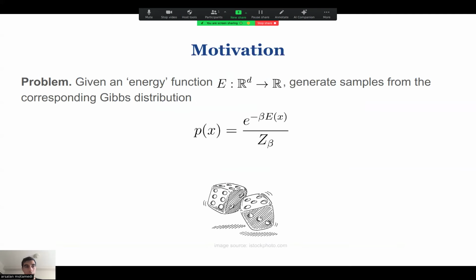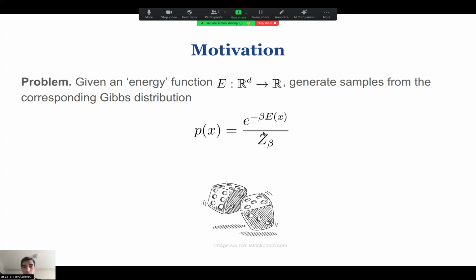Okay, let's get started. What is the Gibbs sampling problem? In the Gibbs sampling problem, we're given oracle access to an energy function E, and we would like to draw samples according to this distribution written here.